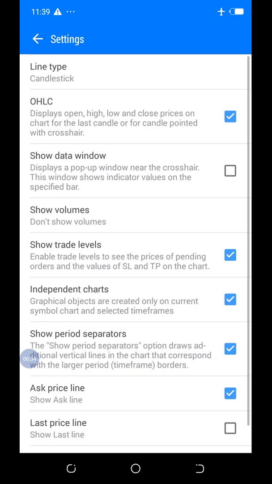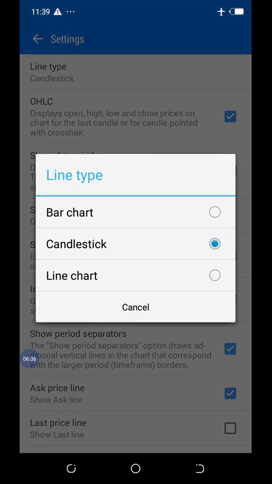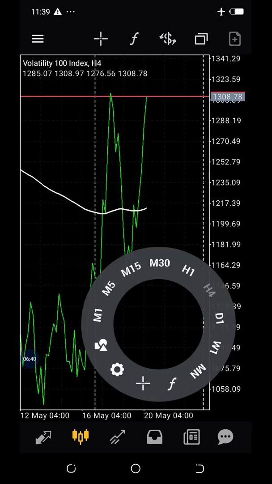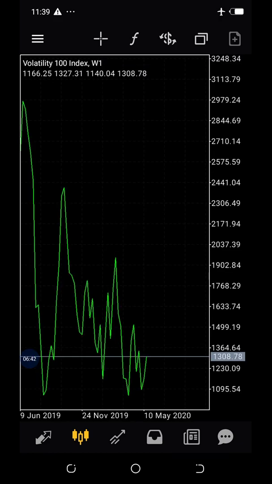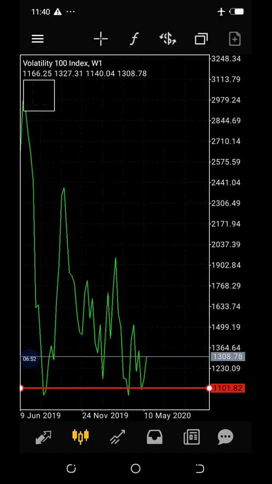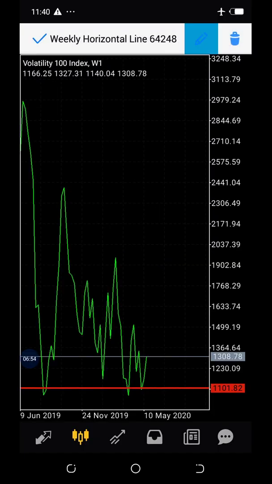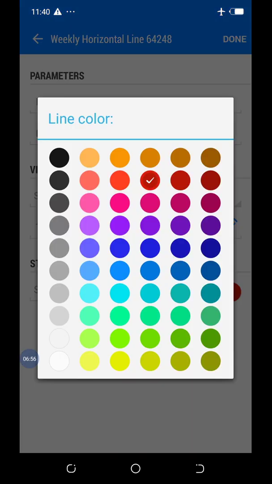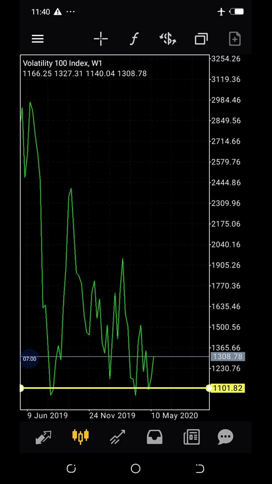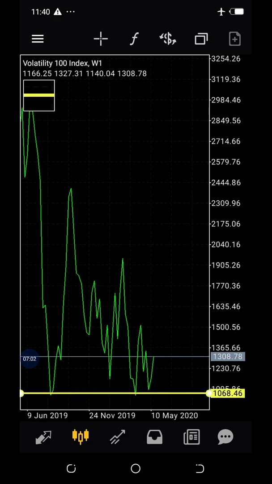Like for example, the way it is, what you do is you go on the line chart. You start with a weekly, and when you go to the weekly, you begin to see that there are strong areas where the price did bounce back, and you find ways of drawing them. So let's change the color. You identify them, like these areas.